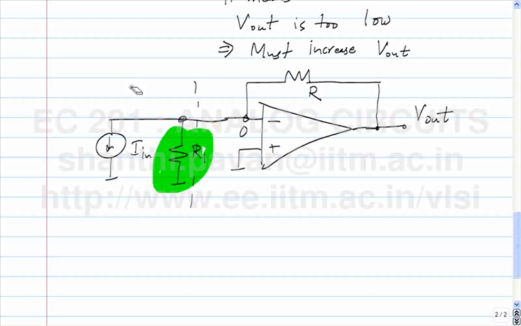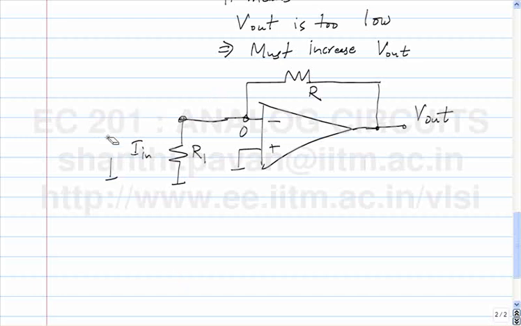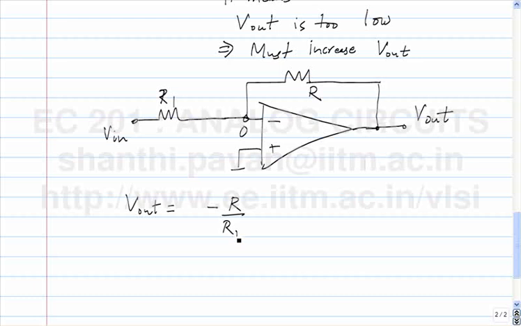Now, if you have a lousy current source, you can actually represent it in the following way, which is you can draw a Thevenin equivalent rather than a Norton equivalent, and instead of calling it In times R, the Thevenin voltage, I will just call it Vn. This is R1 and this is R. So what is V out now? Minus R by R1 times Vn. This is called the inverting amplifier.